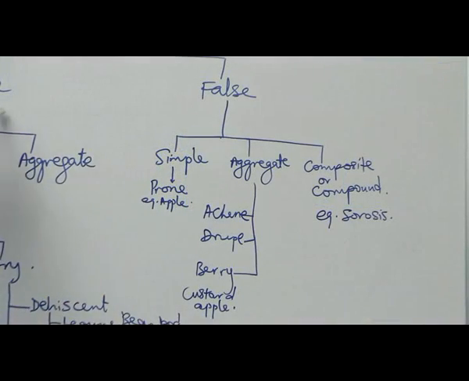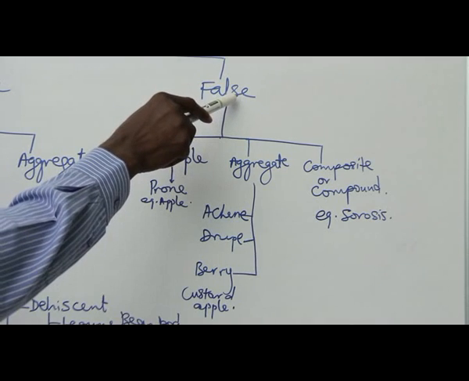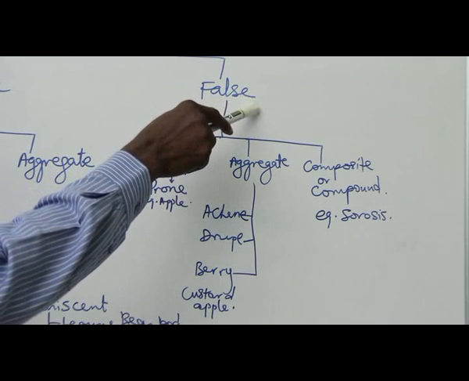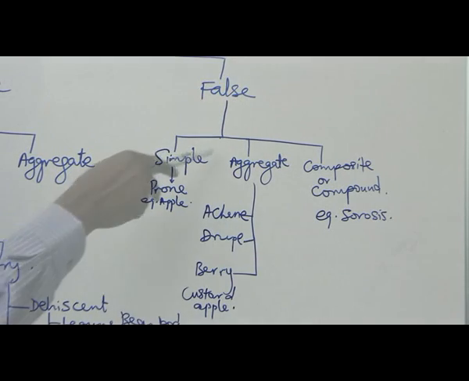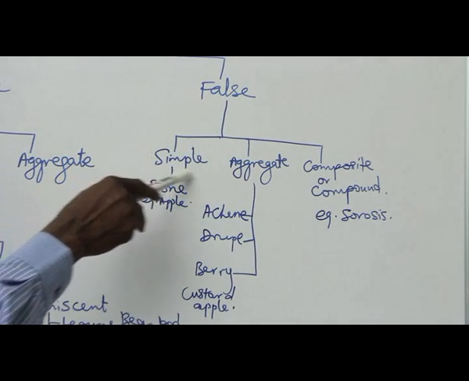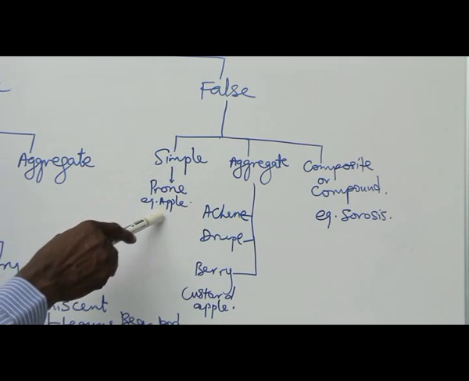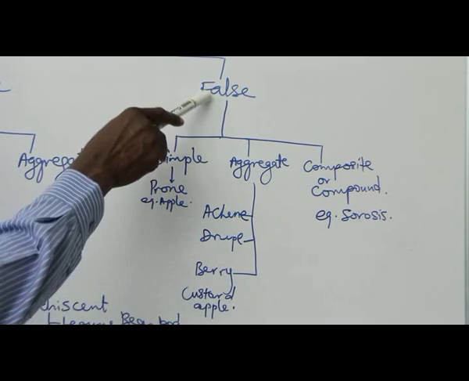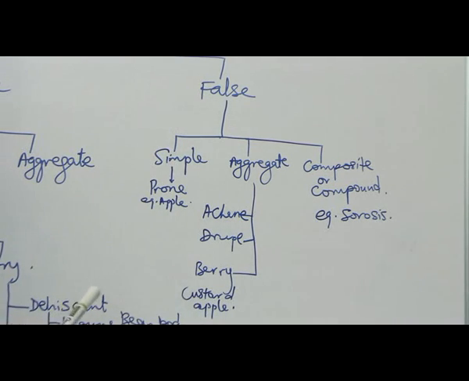I've explained to you that a fruit can be true or false. It's false when other parts of the flower, other than the ovary, take part in the formation of the fruit. It's simple if it's from one ovary, as we find in pome, e.g. apple. Apple is a false fruit. Pear is also a false fruit.